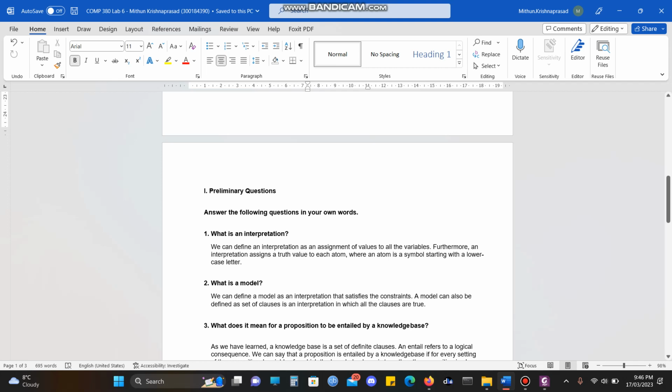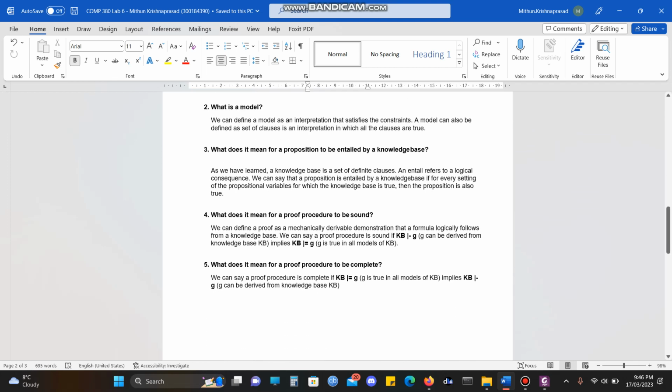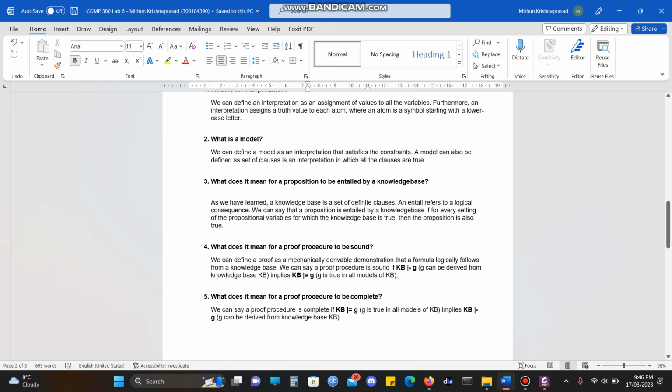We can define interpretation as an assignment of values to all the variables. Another way of defining it is that an interpretation assigns a truth value to each atom, and basically it can be true or false. Now, a model is an interpretation that satisfies a constraint, and a model of a set of clauses is an interpretation in which all the clauses are true.